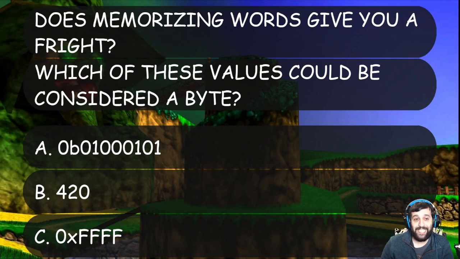In this case, the answer is A. Now, I know that it looks like a binary value because it is a binary value, but a byte does not care whether it's binary or decimal or hex. It is the range of values it can be. And in our case, a byte is 8 bits. And as you can see through A, it is under 8 bits. 420 is way too big to be a byte. And then FFFF is actually 2 bytes. So A would be the answer there.